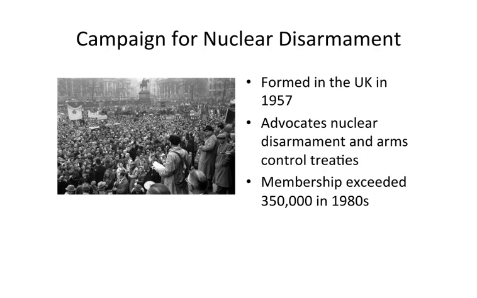Okay, so here's a good starting point, I think. The Campaign for Nuclear Disarmament, very famous, was formed in the United Kingdom in 1957. Its main motive was to advocate for nuclear disarmament and for arms control treaties. It got quite big, as you can see, with a membership of over 350,000 people in the 1980s. It established stronger and stronger international links as the Cold War went on. And really, it's the movement that's been at the forefront of the general peace movement in the United Kingdom since this time.